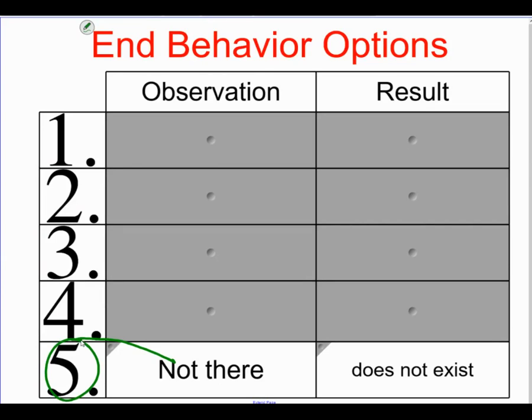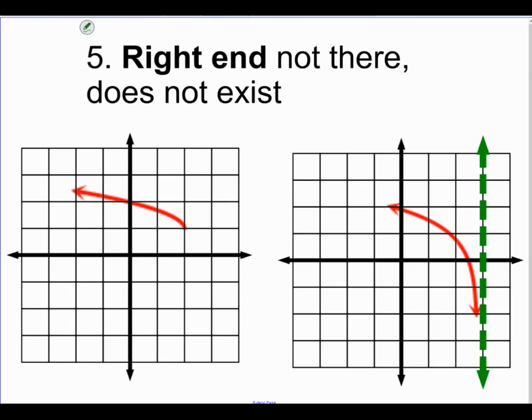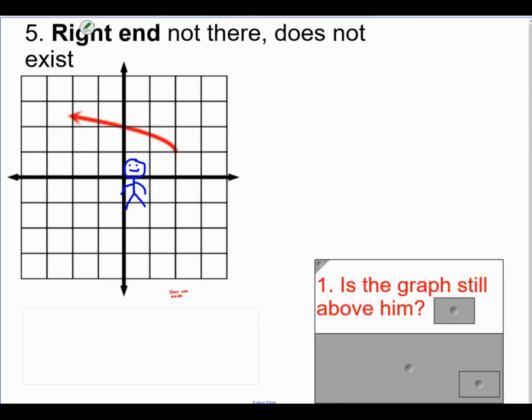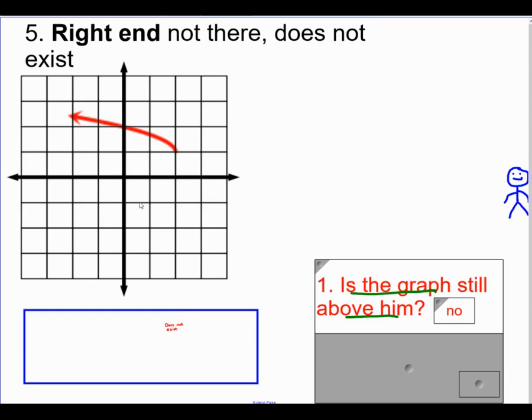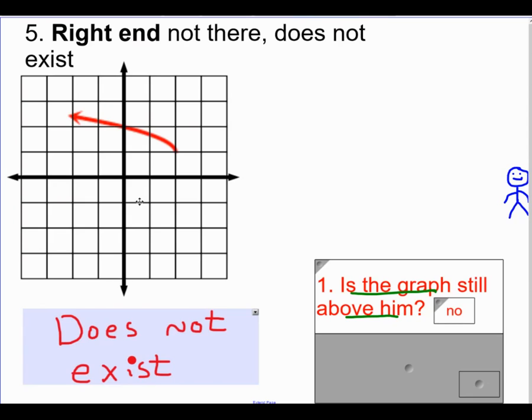Option 5, if the graph isn't there, then the end behavior doesn't exist. That seems to make sense. Let's investigate and use our imagination to do it. Here we have two functions that end as they go to the right in two distinct ways. Let's look at one of them here, the square root function, and let's move our imagination way over here. Let's ask ourselves, is the graph still above him? The answer to that is no, because it ended. Let's not go any further, and let's say that the end behavior does not exist.